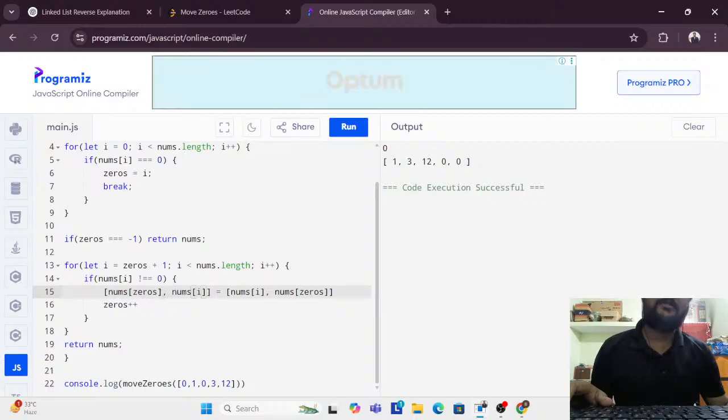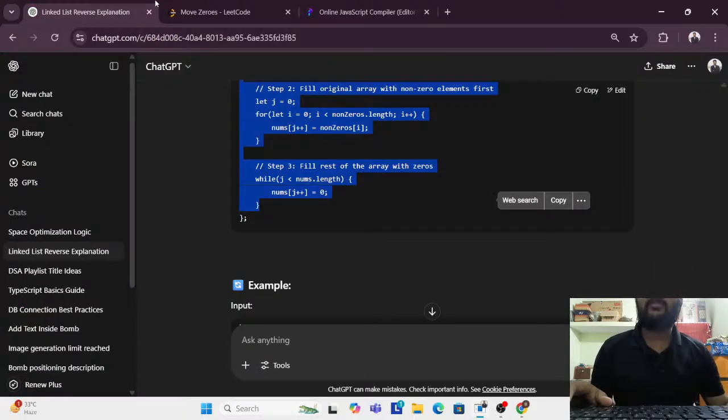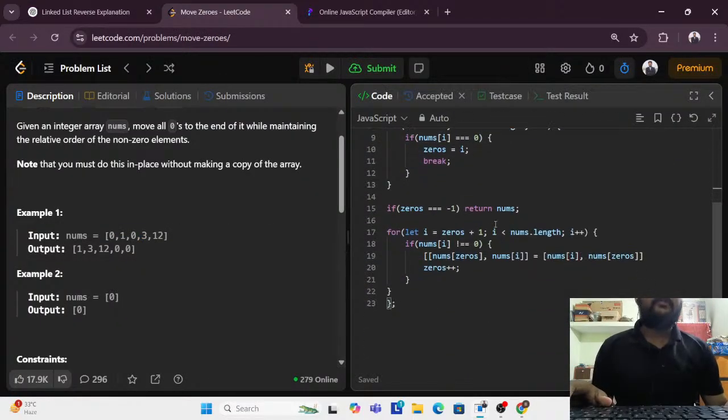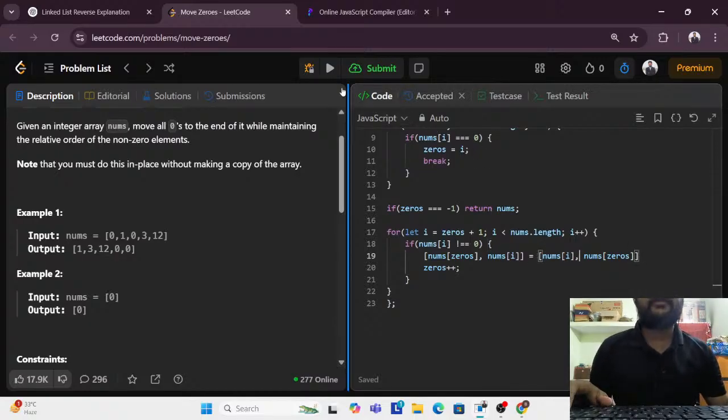Number 7. Finally we found the error. Oh, the error was this. Okay, nothing else. Now it should work.